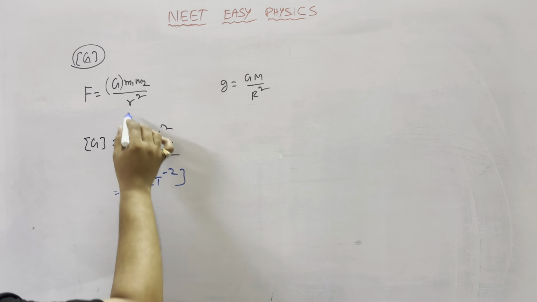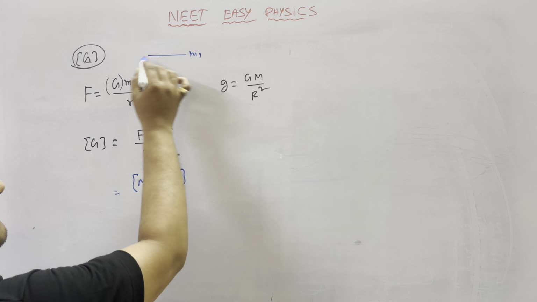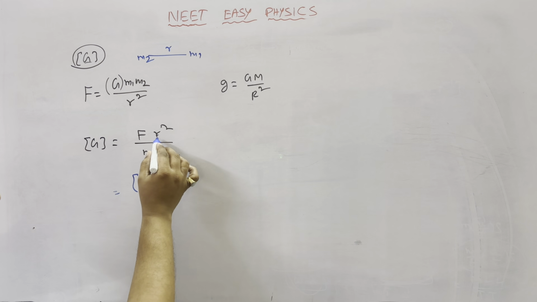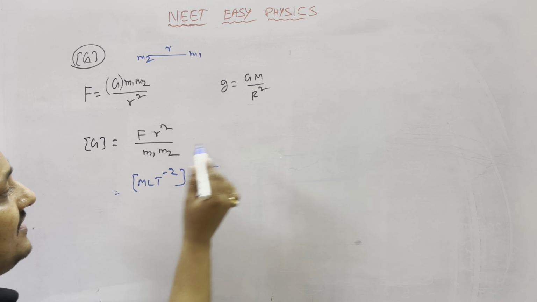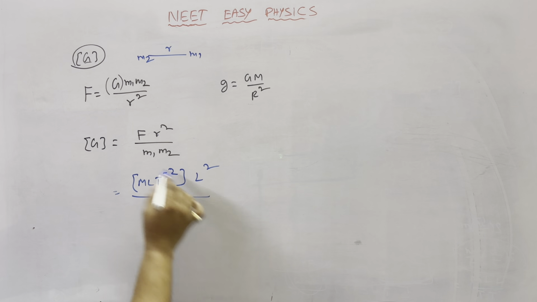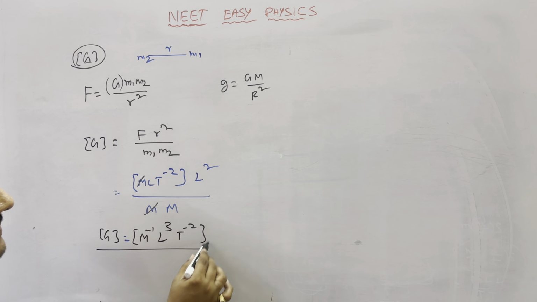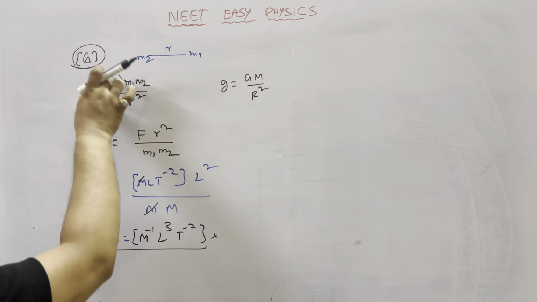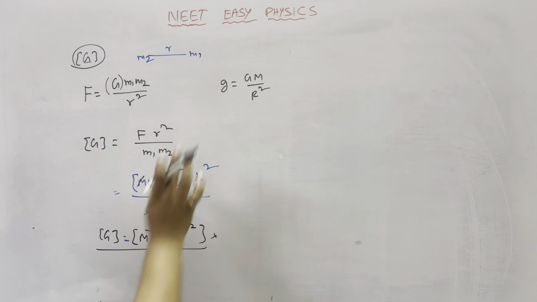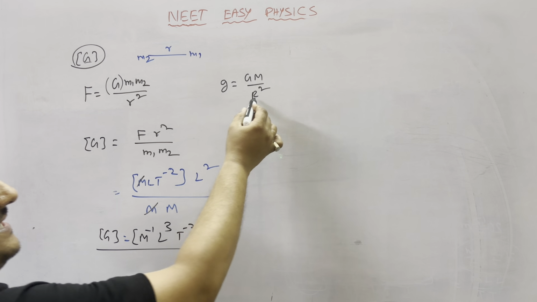What is R? R is nothing but the distance between the two masses, m1 and m2. Therefore, what is the dimension formula of distance? L. The fundamental physical quantity mass, m into m, so one m will be cancelled. If m goes to the numerator, we get m power minus 1, L into L square is L cube, T power minus 2. Some people may remember, some people may forget this, but if you remember this equation, you can get the same formula.